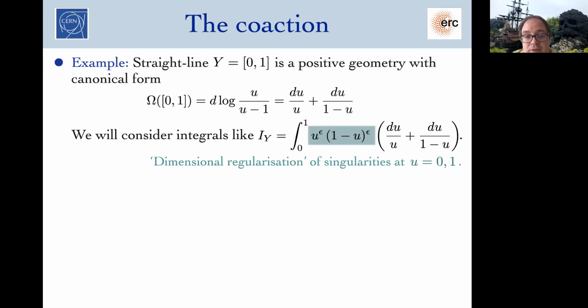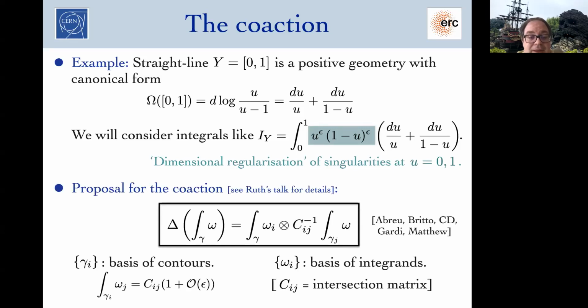It's an integral defined by an integration domain, which is a positive geometry, and a differential form, which is associated to positive geometry, but we also need to deform it by these factors to ensure convergence. Now, the main proposal is that if you take integrals of this type, you should be able to obtain a coaction, which is very much the same as for polylogs. So if you take an integral of some gamma, which is a positive geometry, and some differential form, which comes from positive geometry, you should be able to write a formula like this.